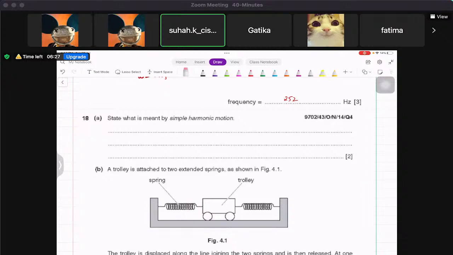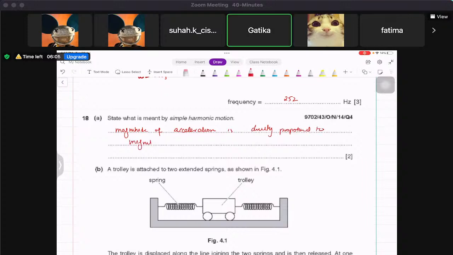The magnitude of acceleration is directly proportional to the magnitude of displacement. Yes, magnitude of acceleration. Don't be lazy like me. You have to write the full thing. Okay, I'll write the full thing too. Acceleration is directly proportional to the magnitude of displacement, and acceleration is always directed towards the mean position. Acceleration is always directed to the equilibrium or mean position.